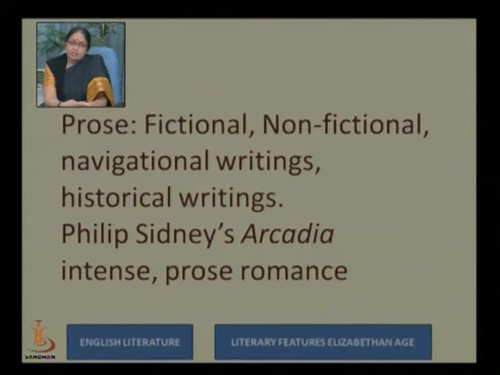You will also see historical writings being written. Let me mention Shakespeare's Henry V, Richard II. These were some of the historical dramas, plays which he had written. Philip Sidney's Arcadia is also a lot of poetry, lyrics in this work, but then it's a very intense prose romance.